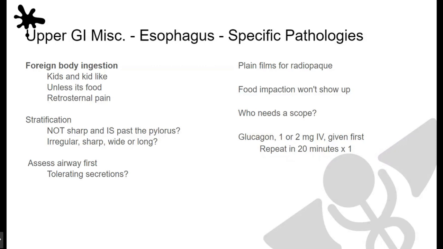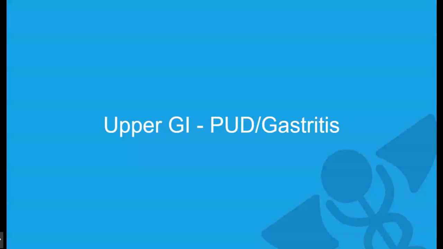So give it 1 or 2 milligrams IV, repeat in 20 minutes. You're only going to repeat it one time, though, okay? But the idea is that it works on that cAMP pathway, kind of like why you would give it in a beta blocker toxicity.